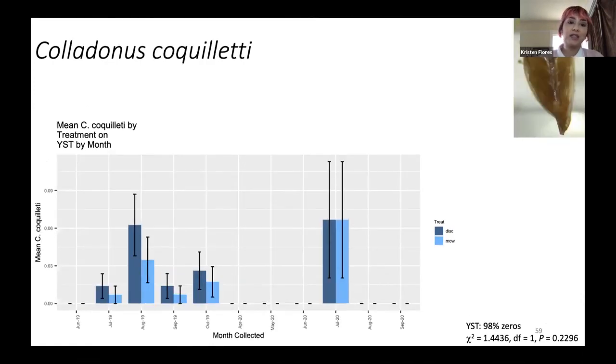And finally, our last insect, the Colidonis coccoletti. So this graph shows the average number of Colidonis coccoletti recovered on yellow sticky traps on the y-axis and month on the x-axis. There's no significant difference between disc and Moe rows. Data for sweep net isn't shown because we collected zero Colidonis coccoletti in the ground cover.